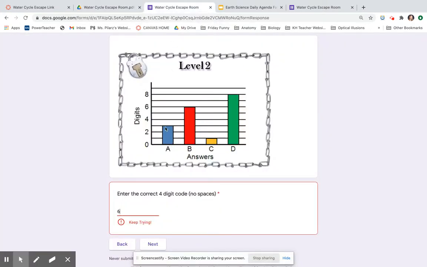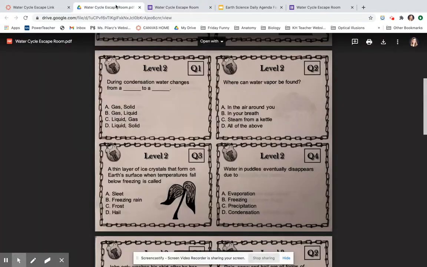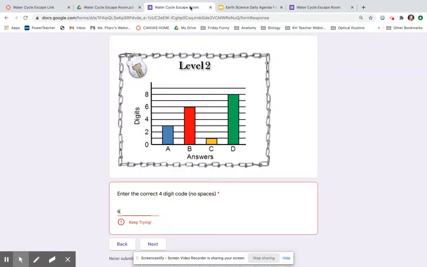And then on this one, it's a matter of like reading the bar. If you think it's A, you'll put a 3. If you think it's B, you'll put a 6. If you think it's C, that's 1. And D is 8. Okay, so go ahead. You want to go level by level, answer your 4 questions in order, then go decode them with the puzzle. And if you get it right, it'll take you to the next page.